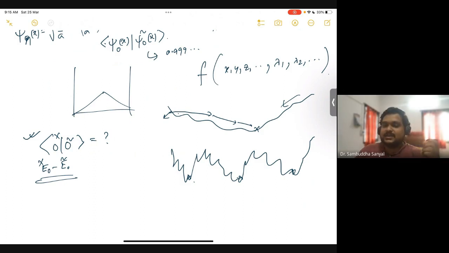I found two states which are orthogonal to each other, and their energies are different, and they have one nodal difference. Of course, in a 1D problem that works. In 3D, it's very difficult. So then you can say, okay, I have somehow two states. So I will talk about that.